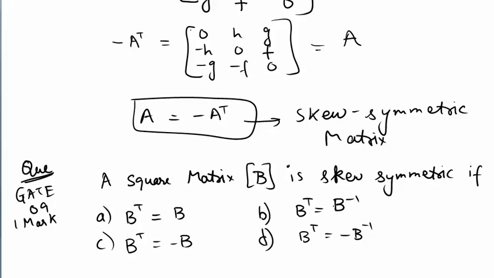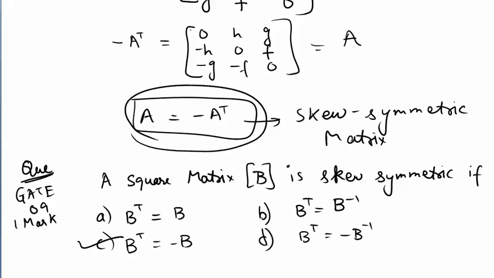Very simple, this is a definition. For skew symmetric, we have mentioned the definition: A is equal to minus A transpose. So here it will become which option? Yes, it will be option C. Directly 1 mark in your pocket. That was a very simple question asked in GATE papers. You can easily solve them if you understand the fundamentals. If you don't understand the fundamentals, then it will become a very Herculean task for you.